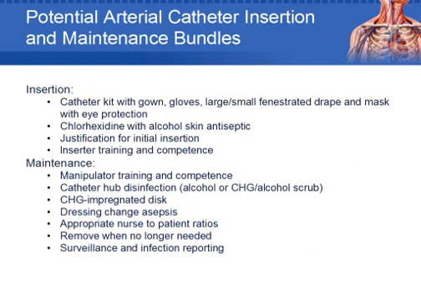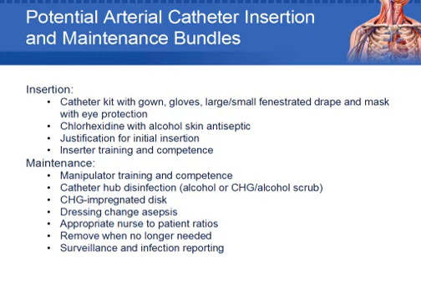If we were to come up with a potential arterial catheter insertion and maintenance bundle, obviously for insertion having a catheter kit, using maximum barrier precautions, and for peripheral artery catheters you could use a small fenestrated drape rather than the full body drape, use of chlorhexidine with alcohol for skin prep, having a justification for initial insertion, and making sure that the inserter is adequately trained and competent would all be logical ways to reduce the risk of contamination of that arterial catheter at the time of insertion.